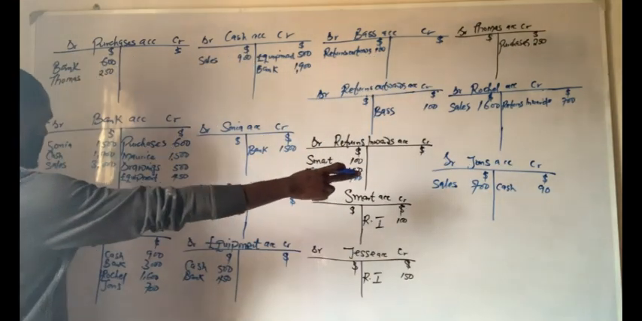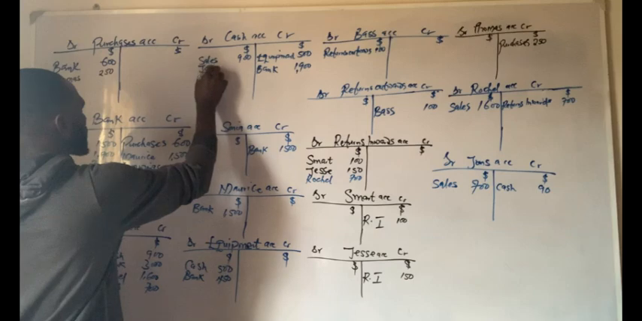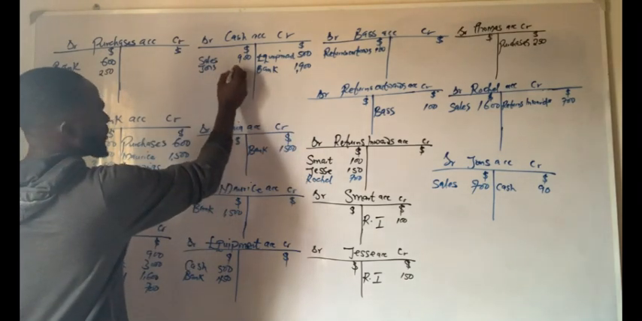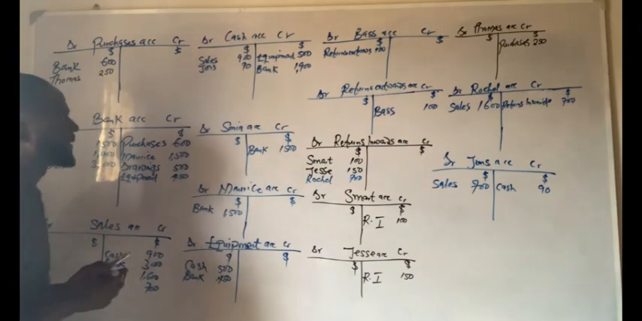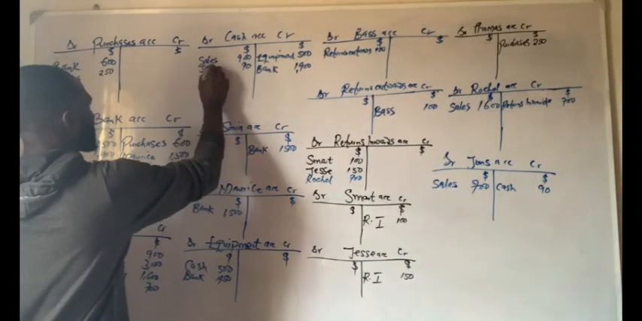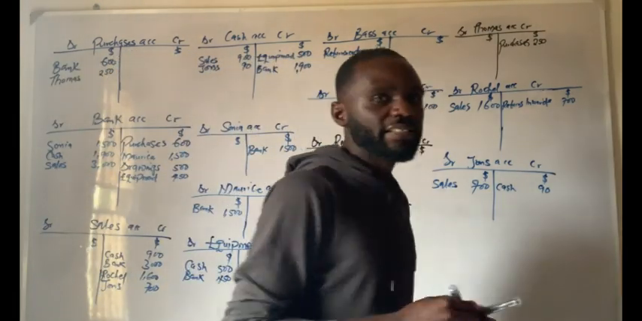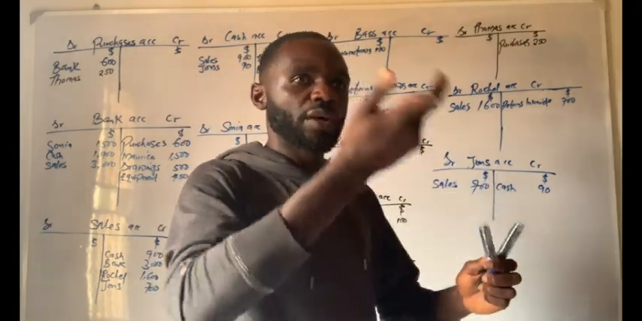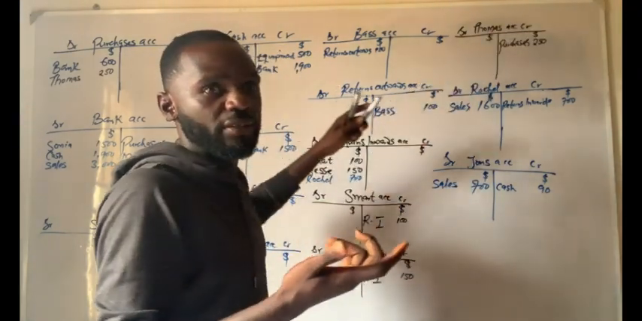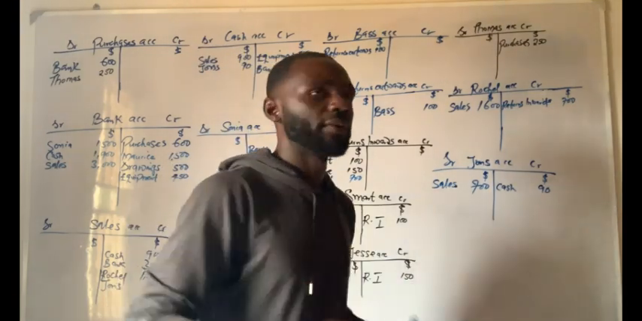So if there is a cash payment, in the cash account we are going to receive from Jones. The amount we receive from Jones is 90. Now there is a discount allowed. If you are receiving and giving the discount, you are allowing a discount. That discount allowed is an expense to the business. So we're going to open a discount allowed account.